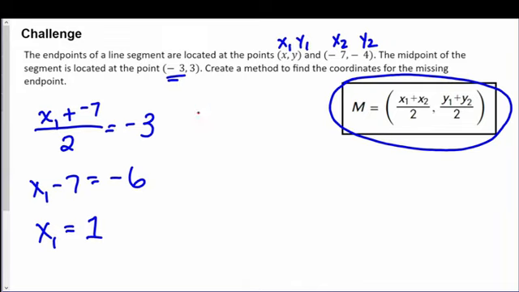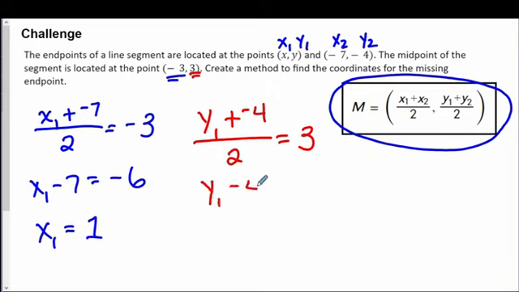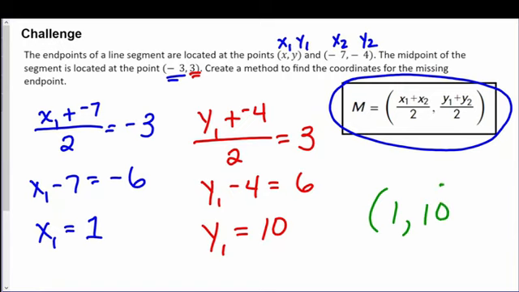Likewise, I can do the same with my y coordinate. I know that y1 plus -4 divided by 2 is going to equal 3, because that's where the y coordinate of the midpoint is. And I can solve this. So I multiply by 2, y1 minus 4 equals 6, and add 4 to find y1, and that's 10. So I know the missing endpoint is at (1, 10).